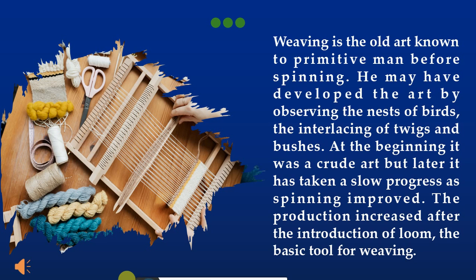Weaving is an old art known to primitive man before spinning. He may have developed the art by observing the nests of birds and the interlacing of twigs and bushes. In the beginning it was a crude art, but later it made slow progress as spinning improved. Production increased after the introduction of the loom, the basic tool for weaving.